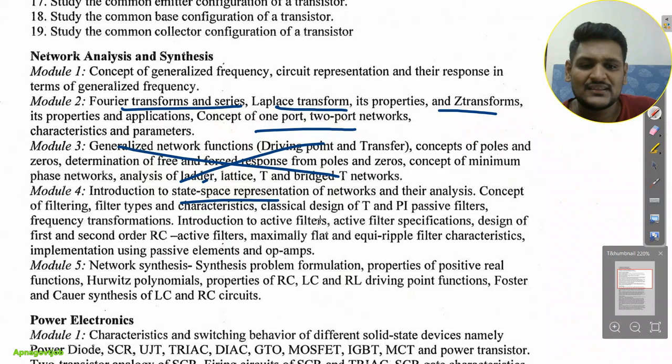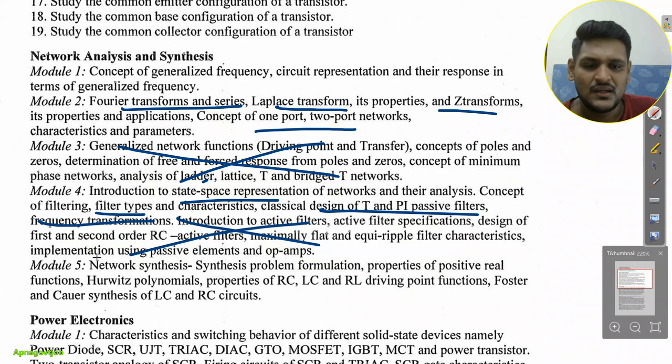Then consider filtering and filter types. This also you can do: identify a filter and its transfer function, just go through that, like high pass and low pass, at that level. Passive filters, leave this. Frequency transformation, also leave this. The interaction RC part, no, leave this. Synthesis part, leave this, right? So from here, just do this part.